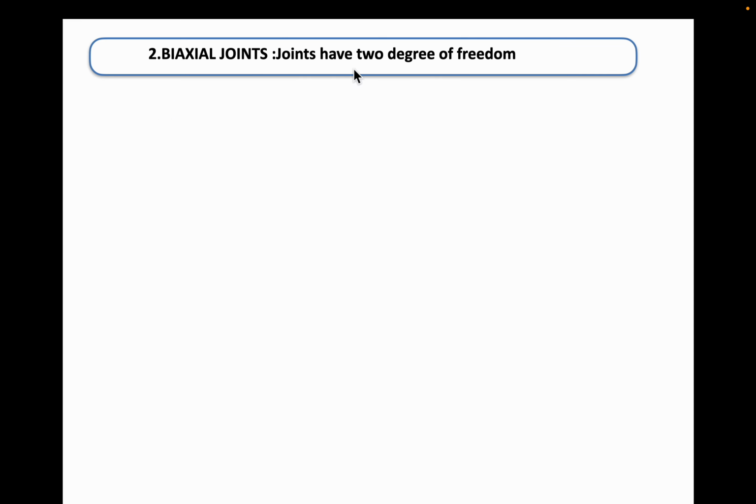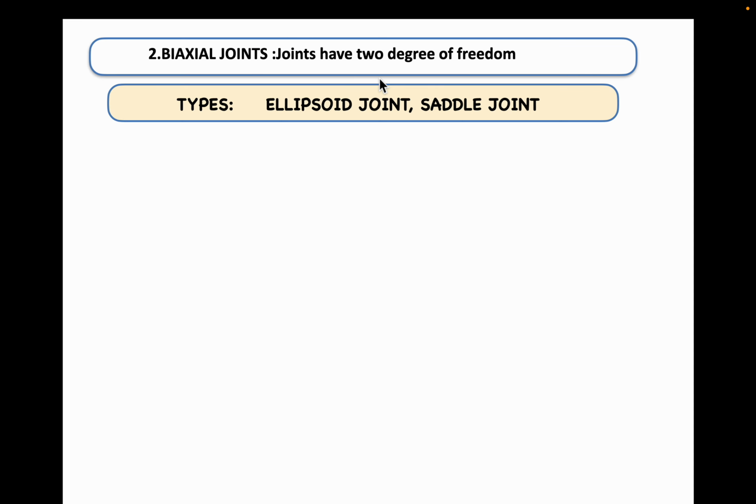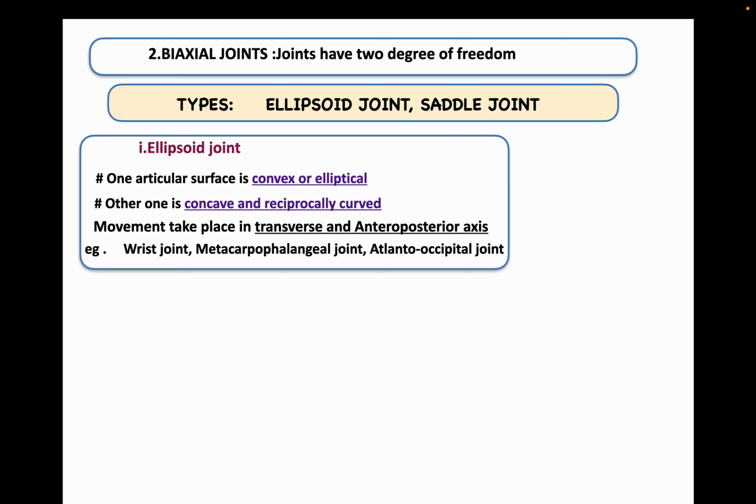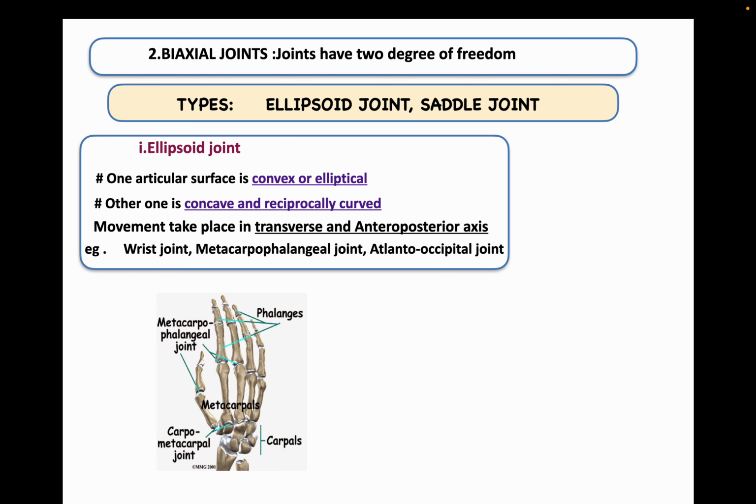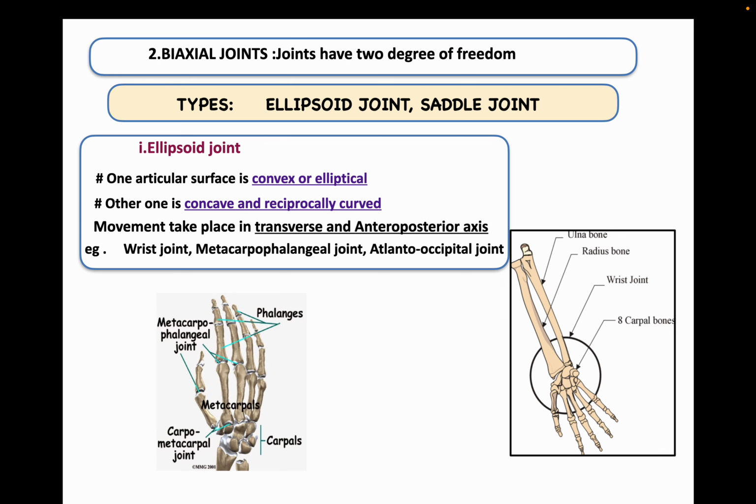Biaxial joints have 2 degrees of freedom. Types are ellipsoid or saddle joints. In ellipsoid joints, one articular surface is convex or elliptical, the other one is concave and reciprocally curved, so that both articular surfaces can accommodate each other. So movement takes place in the transverse and anterior-posterior axis. These are biaxial joints. Examples are the wrist joint, metacarpophalangeal joint, and atlanto-occipital joint. So this is metacarpophalangeal joint, and this is the wrist joint.